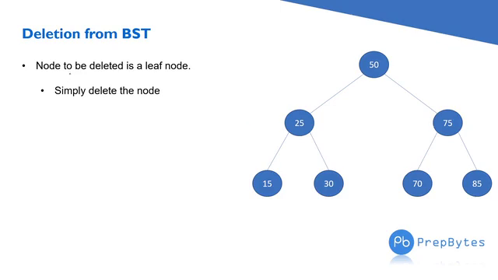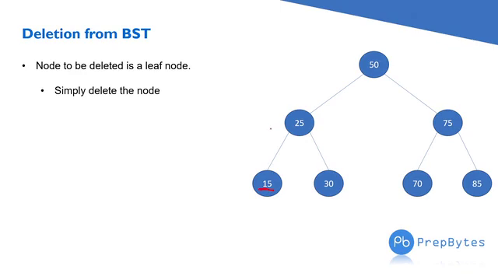So the first case is the node to be deleted is a leaf node. If I want to delete 15, I can directly delete 15 without disturbing any property of my BST. Because of those properties, in the left side the lesser element will be there and in the right side the greater element will be there. Therefore the deletion has to be taken care of.